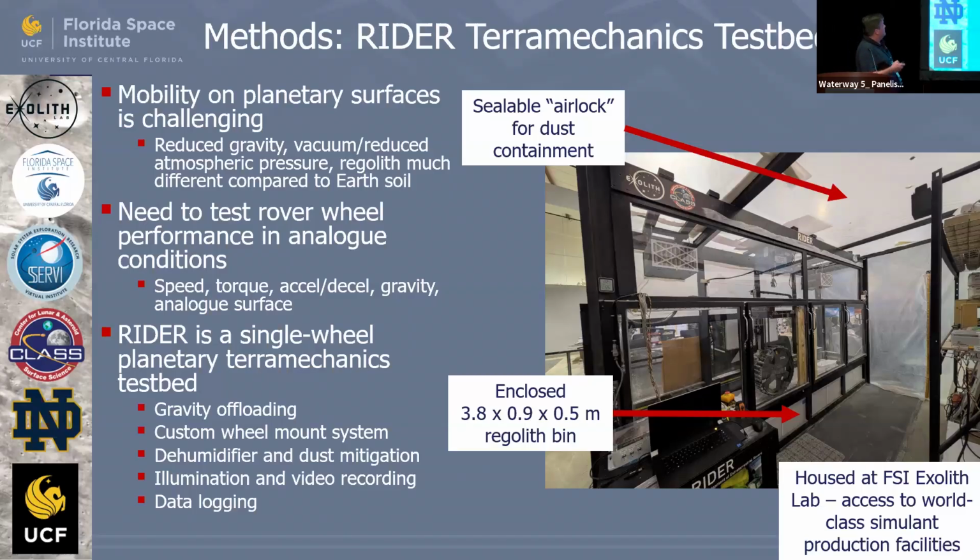But yeah, mobility is challenging on planetary surfaces. The terrestrial soils and the conditions on the Earth are a lot different than planetary environments. So I list some of the things that are important to consider. There's a need to test rover wheel performance, or as geologists investigate the regolith, in accurate analog conditions. There are a lot of subsystems involved with Ryder, and I don't have time to dive into them, but there are some of the features that we have.